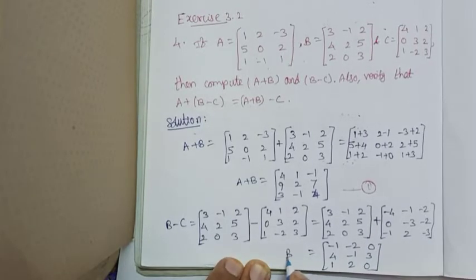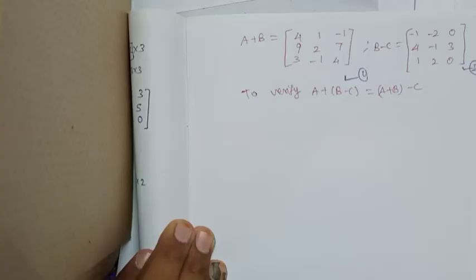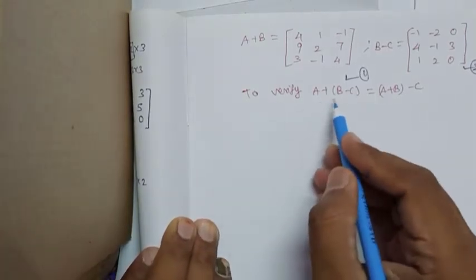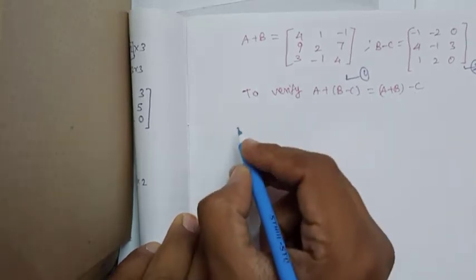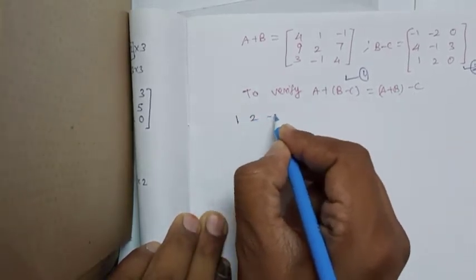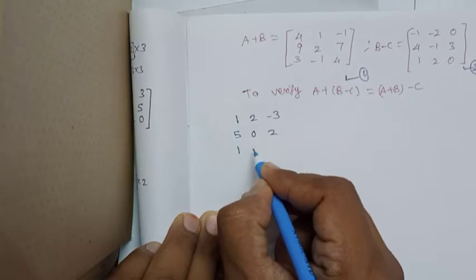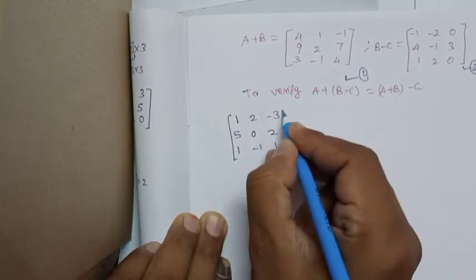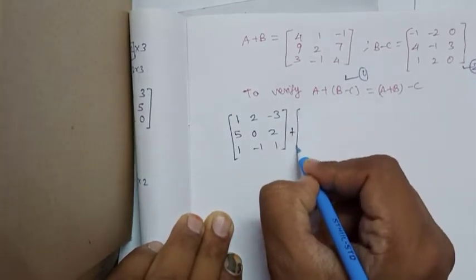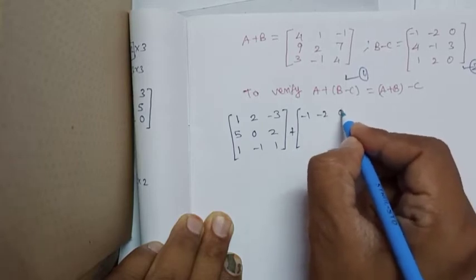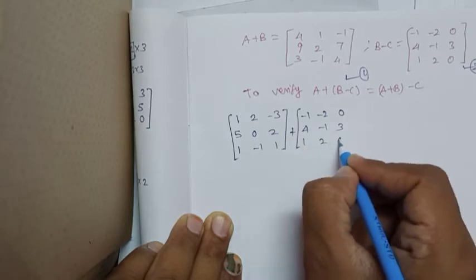So this is B minus C. Consider this as equation 2. Now verify A plus (B minus C) is equal to (A plus B) minus C. The given A matrix is 1, 2, minus 3, and 5, 0, 2, 1, minus 1, 1, plus B minus C, that is from equation 2, which is minus 1, minus 2, 0, and 4, minus 1, 3, 1, 2, 0.